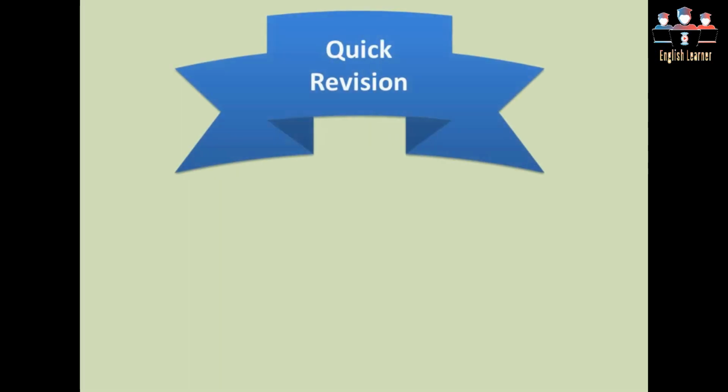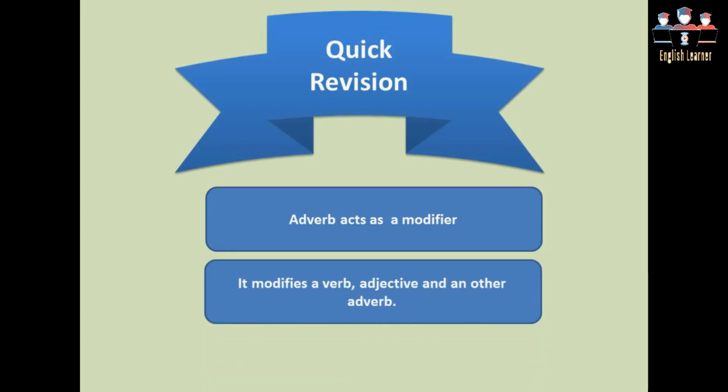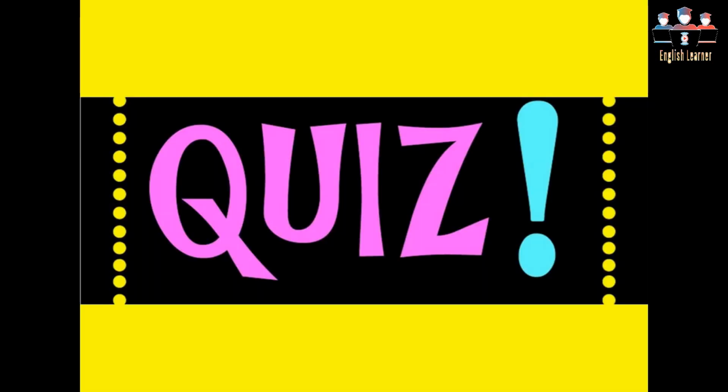Next, we're going to have a quick revision of our lesson. Number 1 point is adverb acts as a modifier. It modifies a verb, an adjective, or another adverb. And lastly, it generally answers us about how, when, where, what, and why. So these are the 3 basic points, which is the total crux of this lecture. You are required to focus on these points and get yourself ready to solve a quiz.